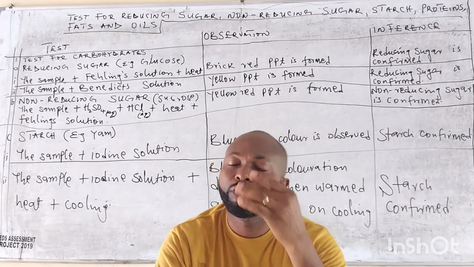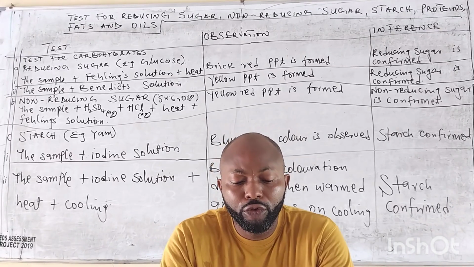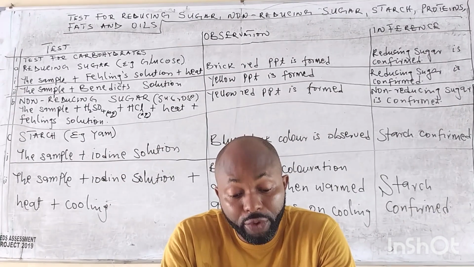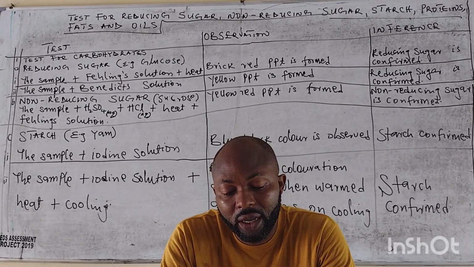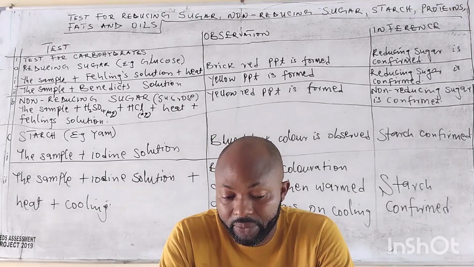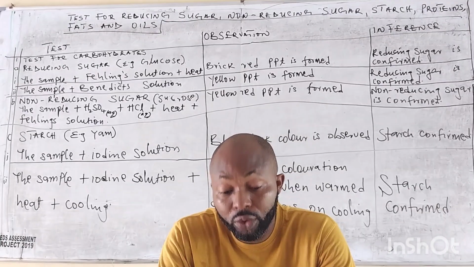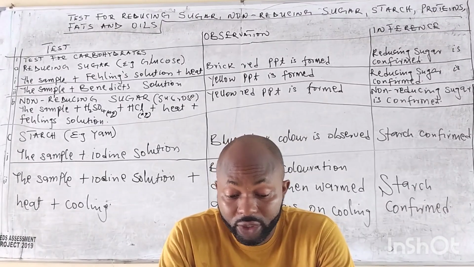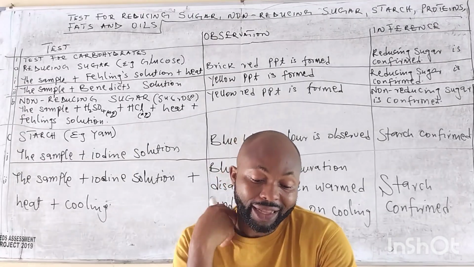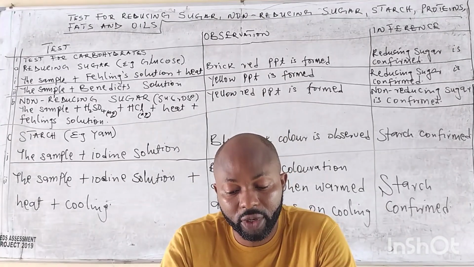Today we're going to be taking on food tests. Now, food tests are otherwise known as the tests for carbohydrates, proteins, and fats. Carbohydrate can be divided into two, sugar and non-sugar. Sugar includes monosaccharides, for example glucose, fructose, galactose, mannose, etc., and disaccharides, for example maltose, sucrose, etc.